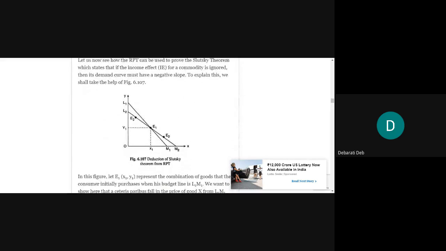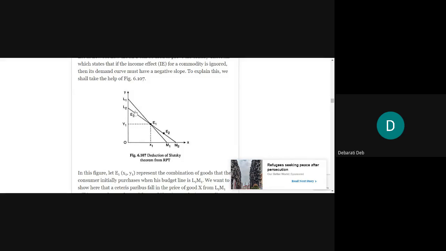Now, initially E1 has been revealed preferred to E3, and it was because E3 was lying below L1 and M1. Now see, check the figure. E3 is lying below L1 and M1, right? And that indicates what? E1 has been revealed preferred, being expensive. Okay, being expensive, it has been revealed preferred.